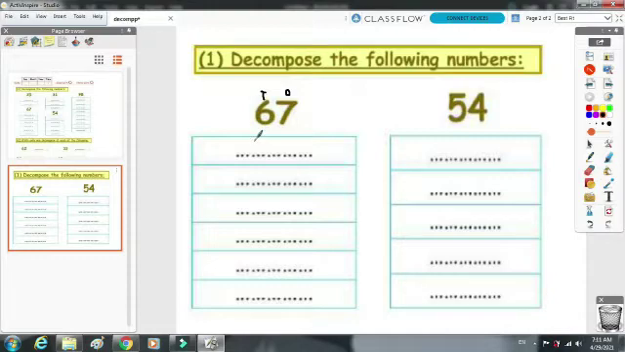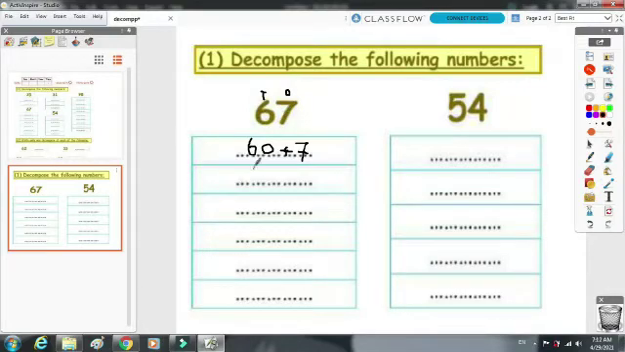So the first combination would be 6 tens, which is 60. 60 plus what? 7 in ones will be, what is the value of 7 in ones? It would be 7. So this 67 consists of 6 tens and 7 ones. This is the first combination which gives me 67. So can you make another combination to decompose it?